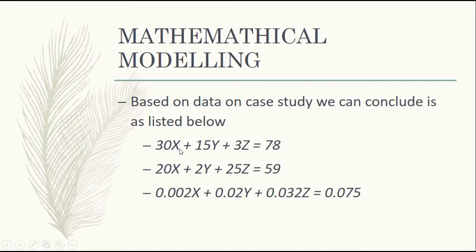I will explain: 30x is equivalent to the amount of protein in grams in salmon steak. 15y is the amount of protein in baked eggs, that is 15 grams. And lastly, 3z is equal to 3 grams of protein in acorn squash. That's all equals 78.